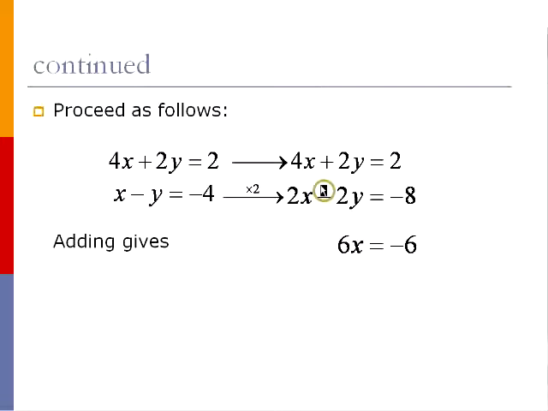6x equals negative 6. Notice the y terms dropped out. 4x plus 2x is 6x, and 2 plus a negative 8 is a negative 6. Dividing by 6 gives us our x term of negative 1, our x coordinate. This is half of our answer.